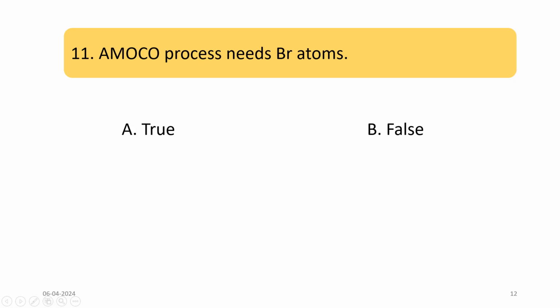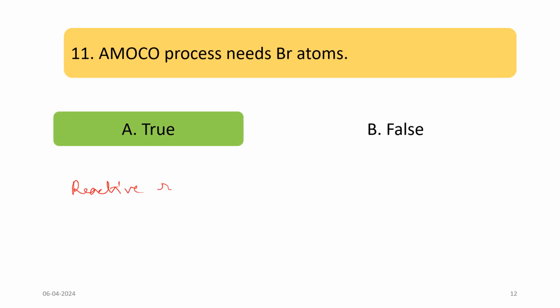So the Amoco process needs bromine atoms. It is true. Bromine atoms are reactive radicals, which are available in the form of NaBr, sodium bromide. Okay.